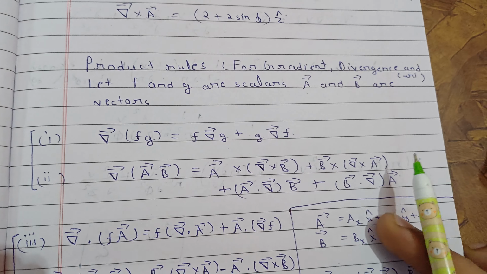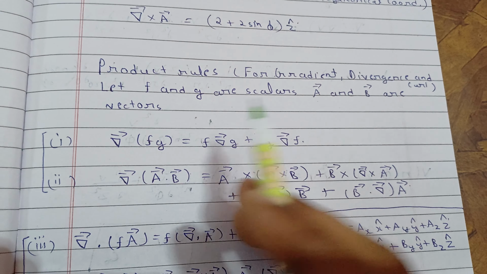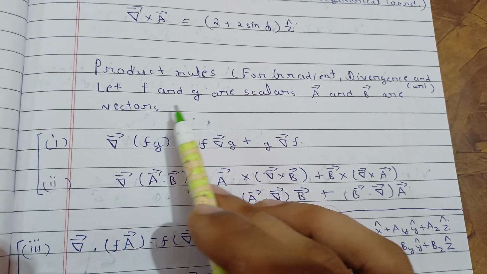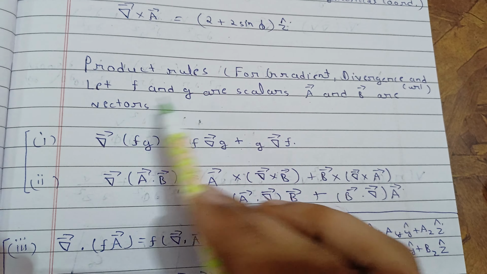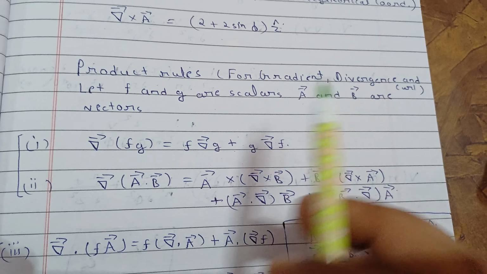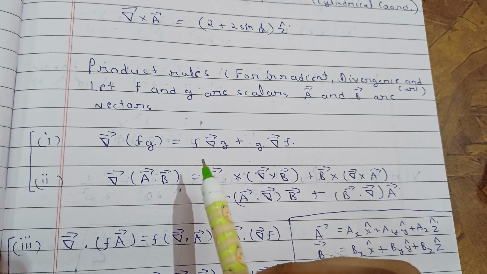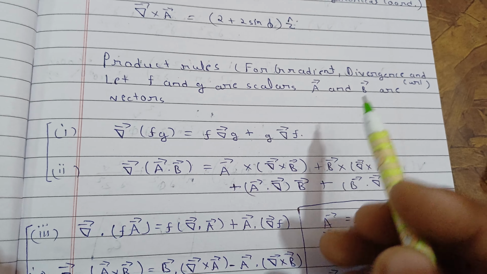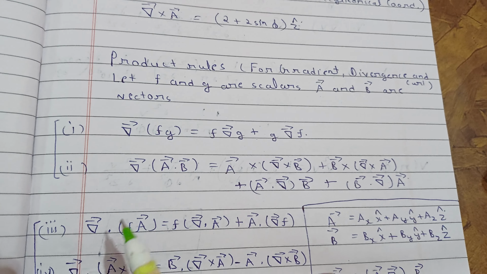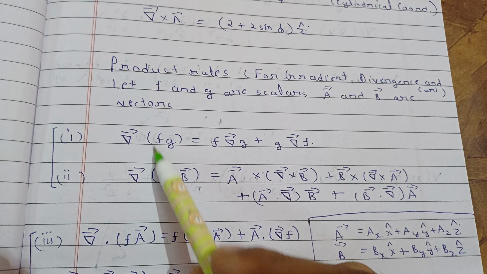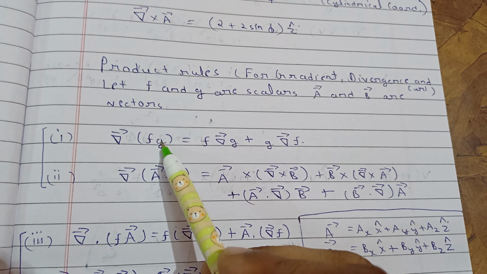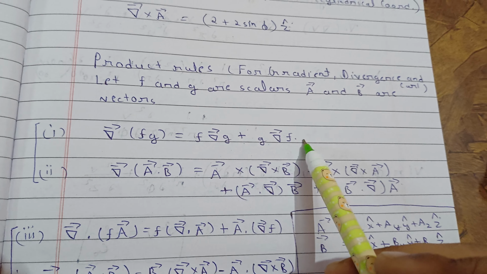Now let's see some identities, means product rules for gradient, divergence, and curl. Let f and g be some scalars, and A and B be vectors. Then these identities will be followed by the divergence, curl, and the gradient. So if you need to find the gradient of fg, where f and g are scalars and there is a product of fg, then the gradient of fg will be given by f del g plus g del f.